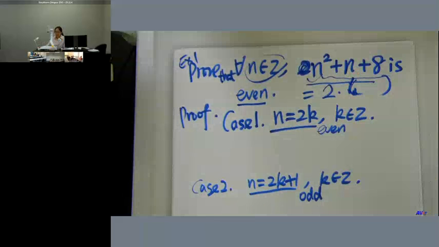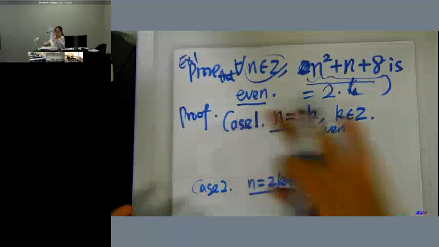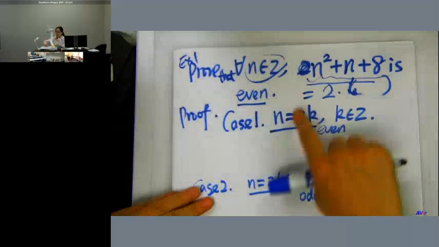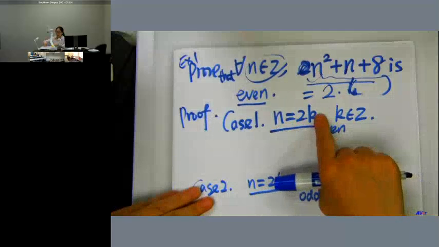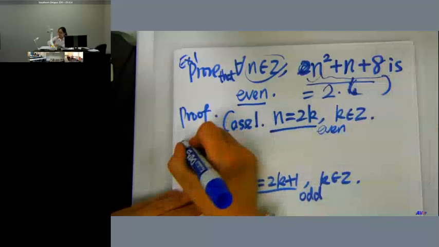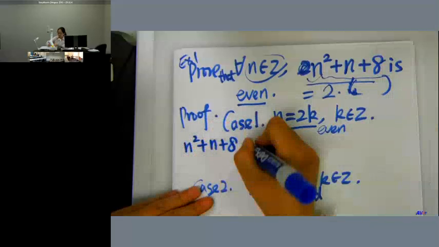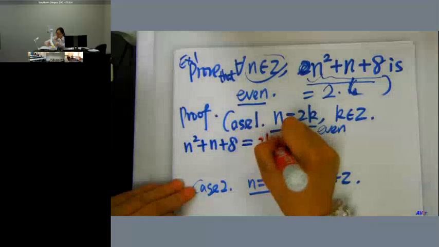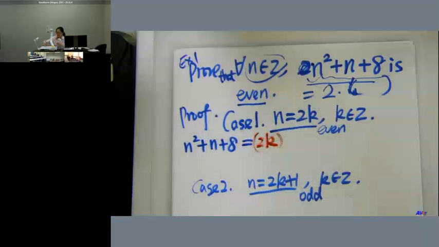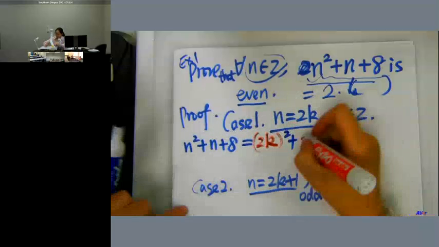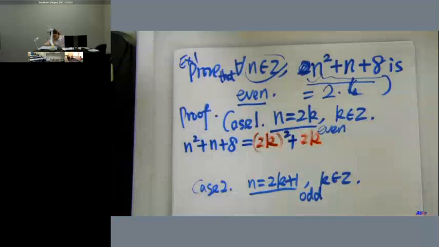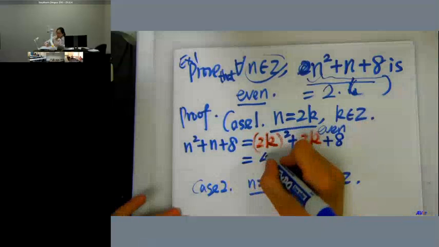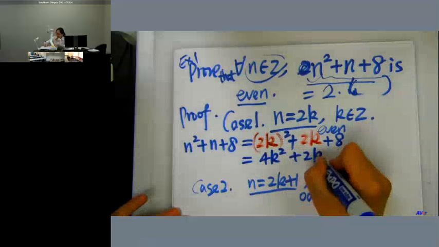Okay, good. So under case 1, we're going to prove it by 2 cases. Case 1, assume this n is an even integer. That's why you can rewrite it as 2k now. Now plug 2k into the expression n squared plus n plus 8, I'm going to replace that n with the 2k: 2k squared plus 2k plus 8. Simplify 2k squared, we get 4k squared plus 2k plus 8.